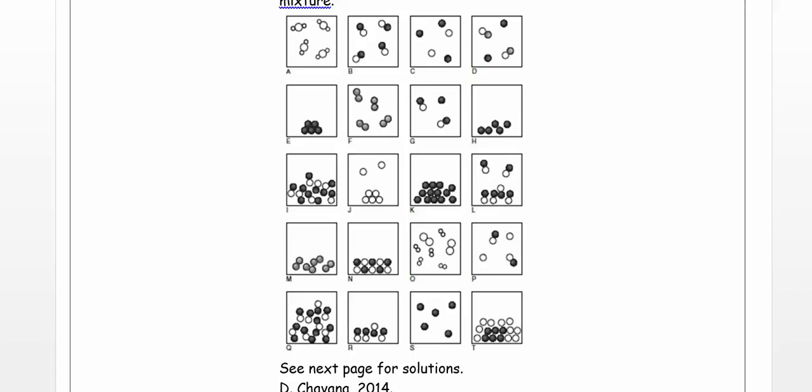Now we'll talk about the particles and how they're arranged. Obviously, we have some darker particles and some lighter particles, and we'll talk about how they're arranged on the next one.